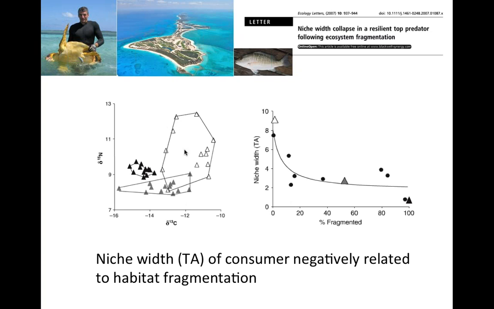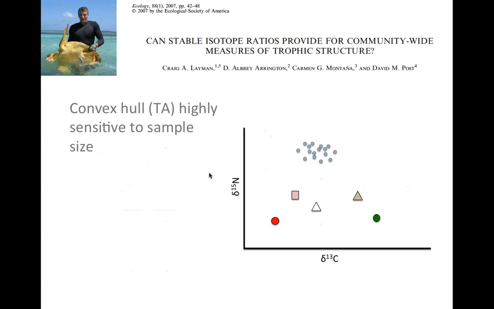That was a big step. It was one of the first times that somebody had come up with a way, using isotopes, of defining a niche width and defining a change in a niche width. And it sort of took off. A lot of people used it for a couple of years, but it has one inherent flaw, and that is that it's highly sensitive to sample size.